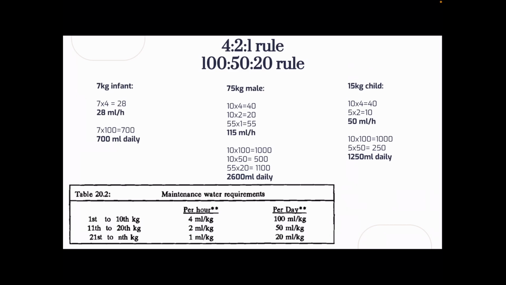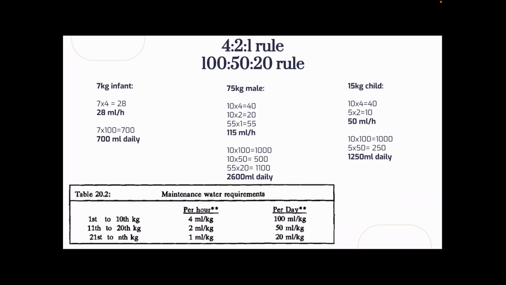So here, if I told you have a 7 kg infant, since this infant is in the first 10 kg, you multiply that by 4, since it's the 4-2-1 rule, and it gives you 28. So this infant gets 28 mL per hour. If you want to calculate it daily, you can multiply that by 24 hours, but to be more accurate, there isn't much difference. But basically with the 100-50-20 rule, you multiply that by 100, since we are still in the first 10 kg, and you get 700 mL daily.